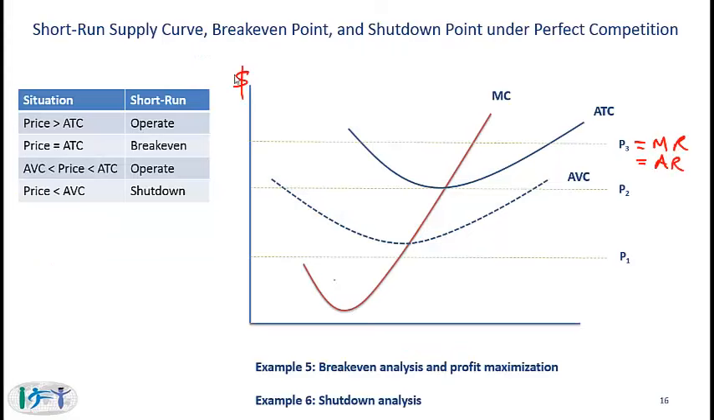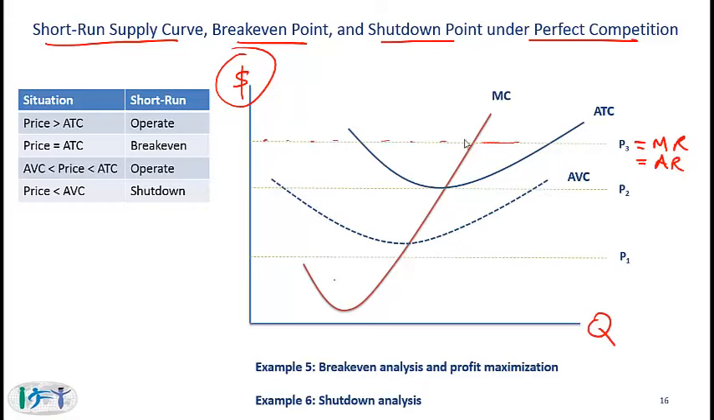On this slide, we will understand the short-run supply curve, the break-even point and shutdown point under perfect competition. Here is an excerpt from the previous slide. We have a dollar figure on the y-axis, quantity on the x-axis. We are looking at the marginal cost curve for a given product, the average total cost and the average variable cost. Let's say that we are initially at this point.